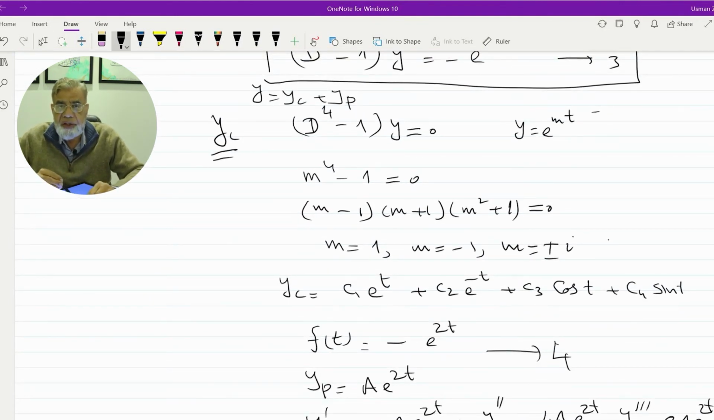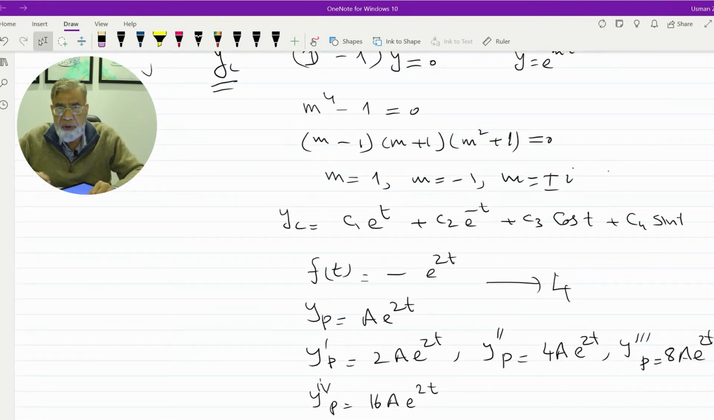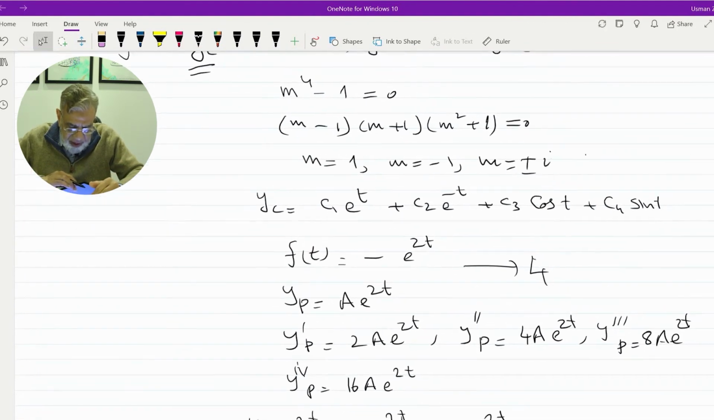Now you know the factorization is not difficult. We get (m square minus 1) into (m square plus 1), and m square minus 1 gives (m minus 1) into (m plus 1) into (m square plus 1). I find the roots: m equals 1, m equals minus 1, and m equals plus minus i, that is the complex roots. We have mixed roots, real roots and also complex roots. I can write my solution yc as c1 e to the power t, since m is 1, and c2 e to the power minus t, since m is minus 1. Then alpha is 0, beta is 1, so we get c3 cosine t plus c4 sine t. This is the homogeneous part of the solution of the differential equation.